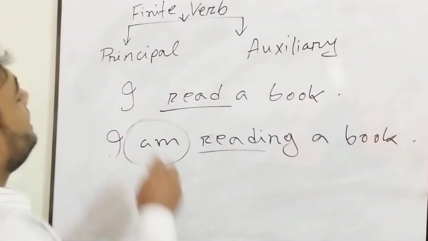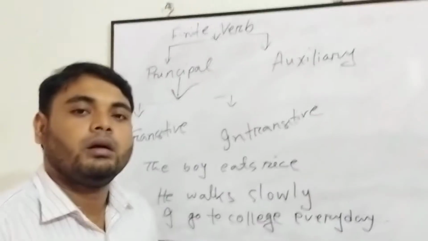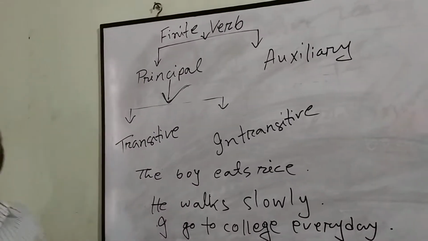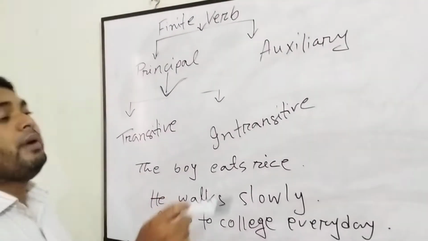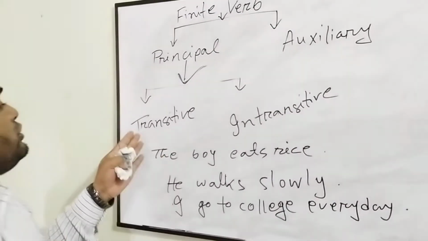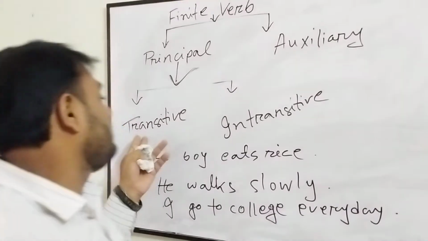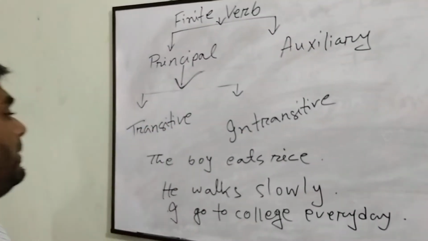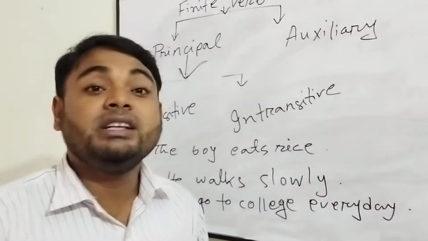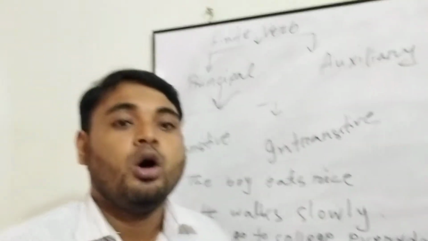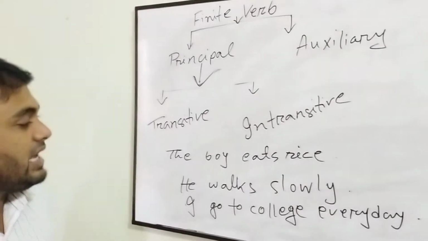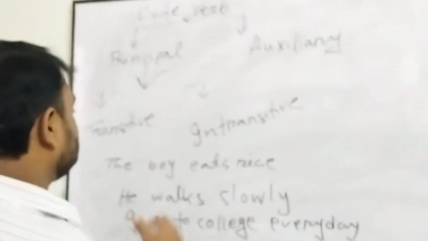Now we can classify principal verb into two types: transitive and intransitive. Principal verb can be classified into two types. There are transitive verb and intransitive verb. What is a transitive verb? A transitive verb is a verb which has an object. The verb in the sentence which has an object is called a transitive verb.